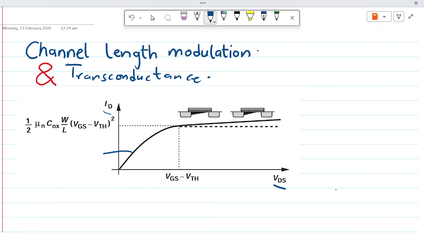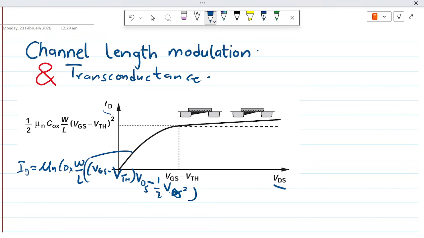Initially they are related with this expression: ID is equal to mu n Cox W over L, times the bracket (VGS minus VTH) VDS minus 1 over 2 VDS squared. Okay, hope I'm right on this.